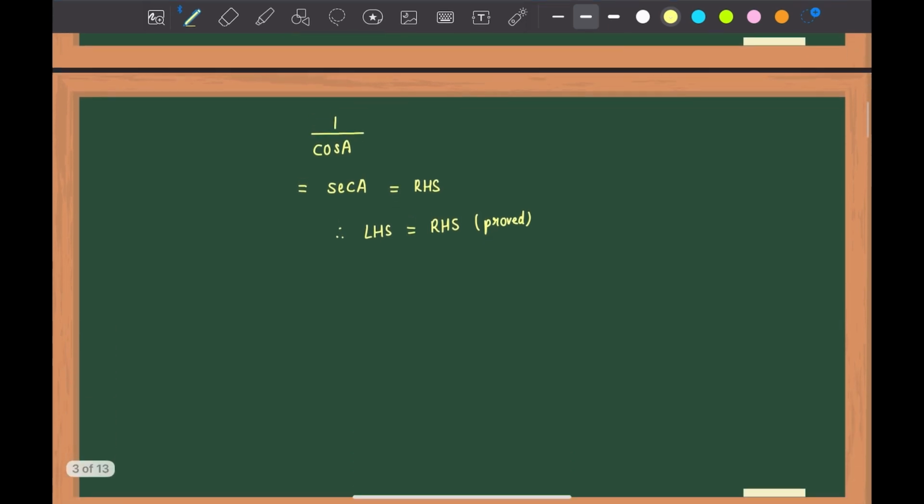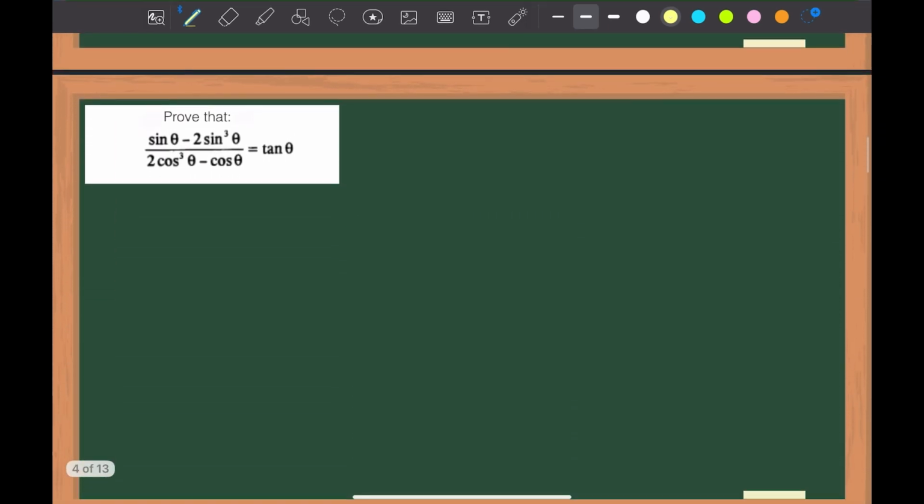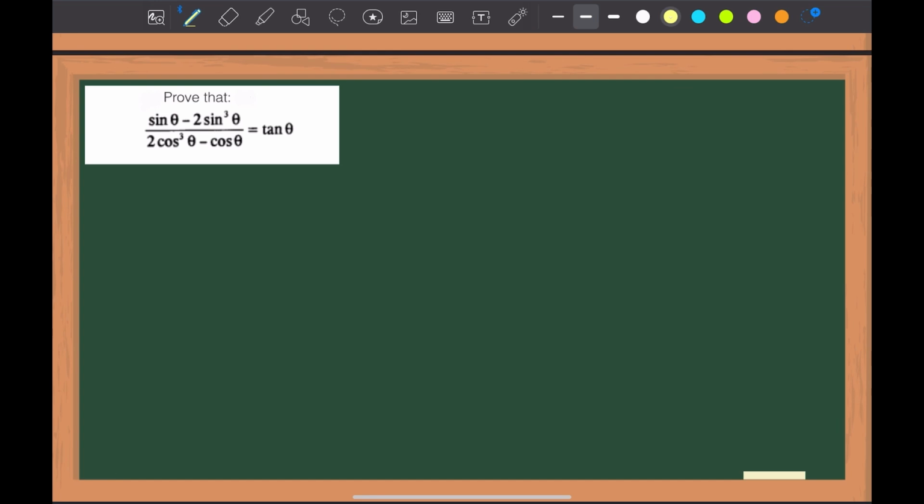Now moving on to our second question, in this particular question they have told us to prove that sine theta minus 2 sine cube theta divided by 2 cos cube theta minus cos theta is equal to tan theta. So first let us start with the left hand side. Firstly we will be copying the question as it is, divided by 2 cos cube theta minus cos theta.